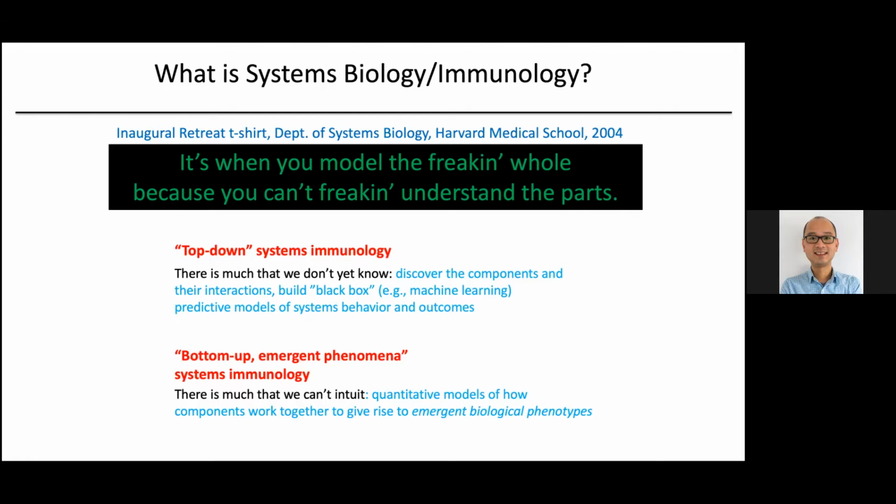The other type is what I call bottom-up emergent phenomena systems biology, with the premise that there's much that we can intuit, right? I'm sure many of you appreciate how complex biology can be when you stare at a diagram of, for example, molecular and cellular interactions. It very quickly would escape our intuition of what might happen if you think about things over time and over space. So that requires more quantitative models of how these different components actually work together to give rise to these emergent phenotypes that can be very complex, as I would describe it, for example, in humans.